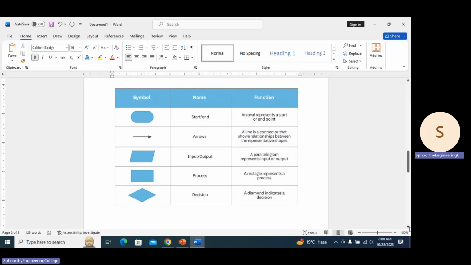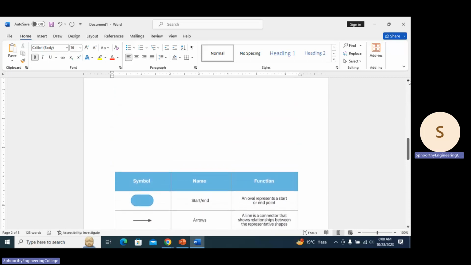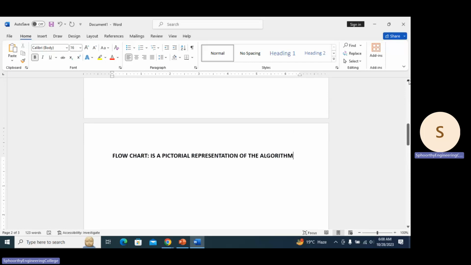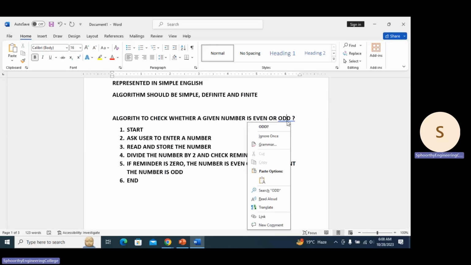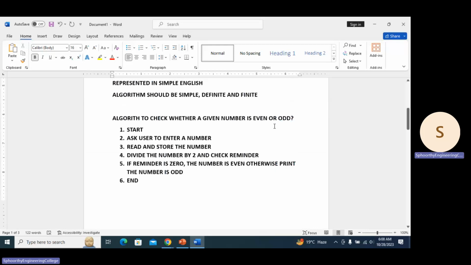Now friends, let us go back to the algorithm which we have written just now to check whether a given number is even or odd. Then we will see what kind of symbols can be applied here, and we will try to convert the algorithm into a flowchart. Let me show you the example which we have written just now. Algorithm to check whether a given number is even or odd. How many steps are there in this algorithm? There are 6 steps. The first step is the start symbol and the last step is the end symbol.